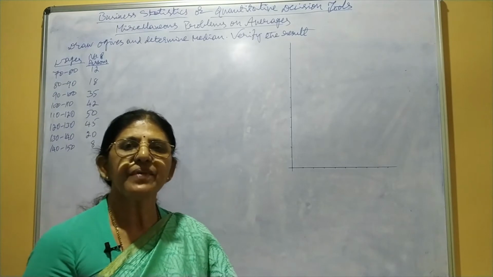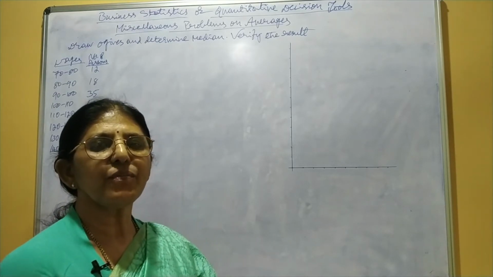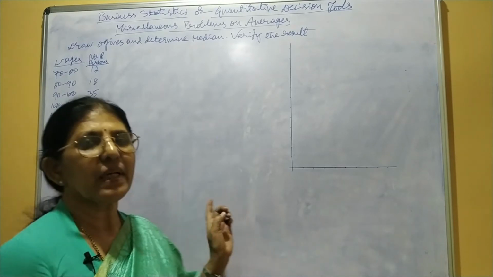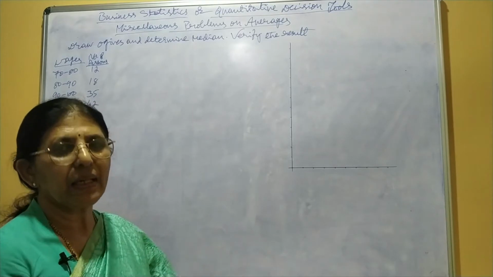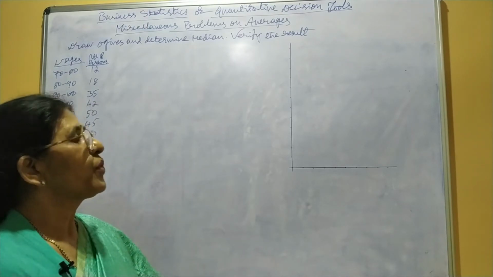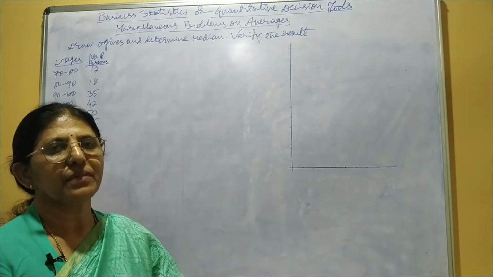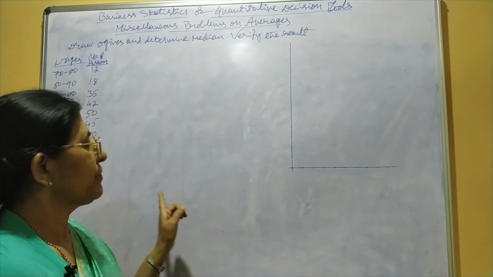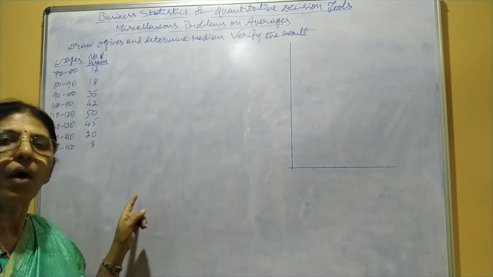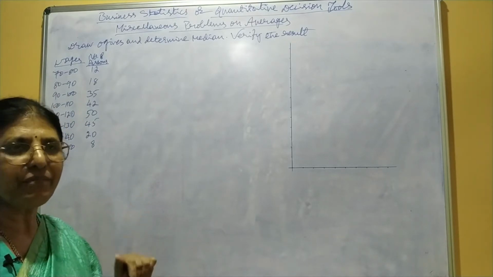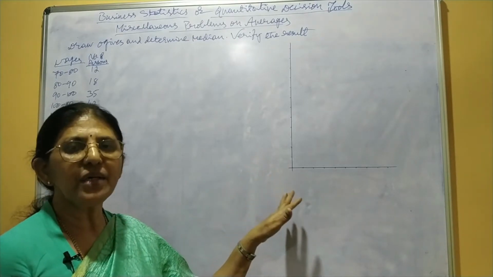In the previous video, we learned about locating the mode graphically. Now let us learn how to locate the median graphically. In case of mode, to locate it graphically, we use the histogram. In case of median, to determine it graphically, we have to make use of ogives.